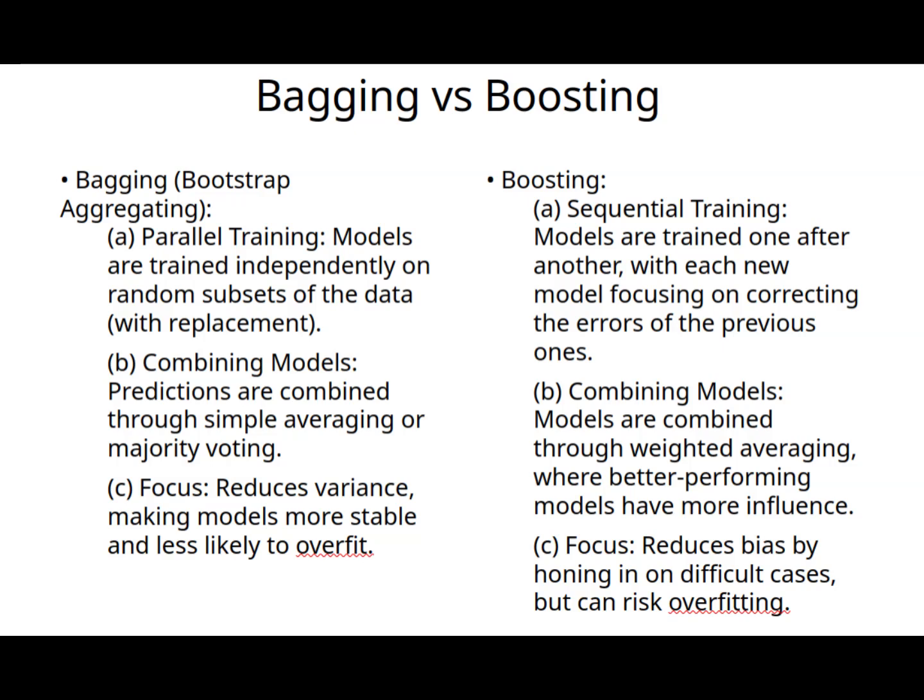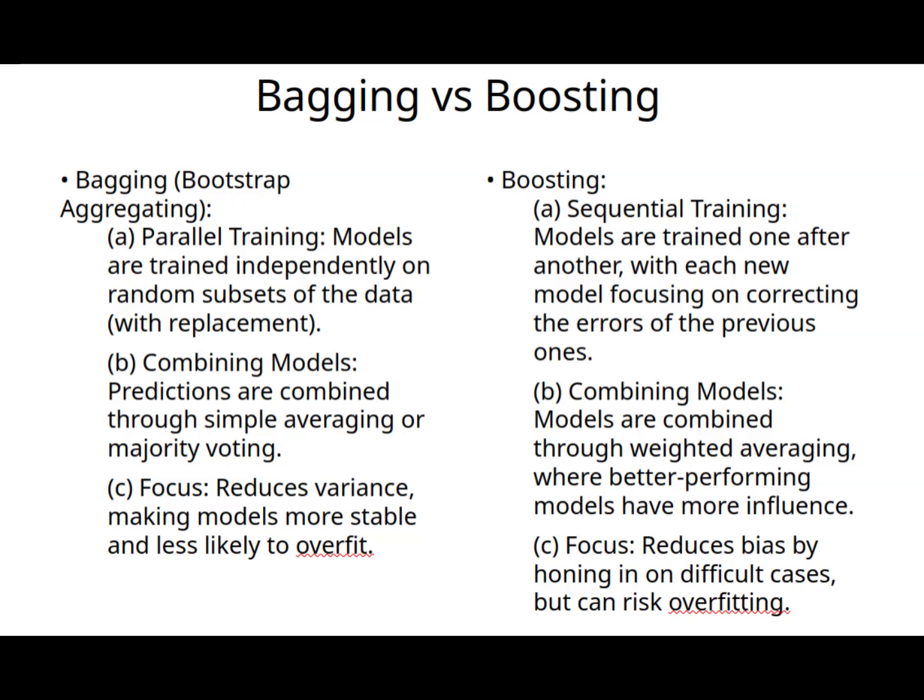Bagging is short for bootstrap aggregation. Bootstrap aggregating involves training multiple learners in parallel on different random samples of the training dataset. Their results are then combined using majority voting for classification or averaging for regression.